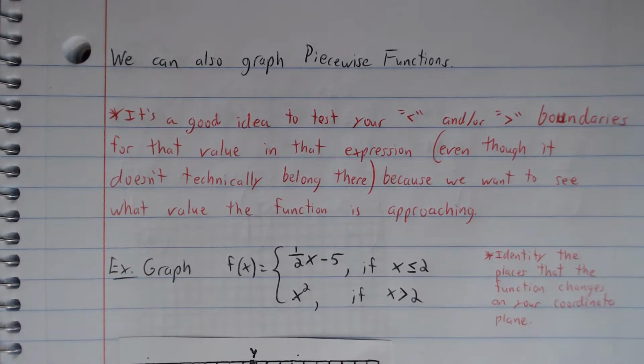We're not going to include that point, and hopefully you remember from Algebra 2 that if you're not including a point, you use an open circle.